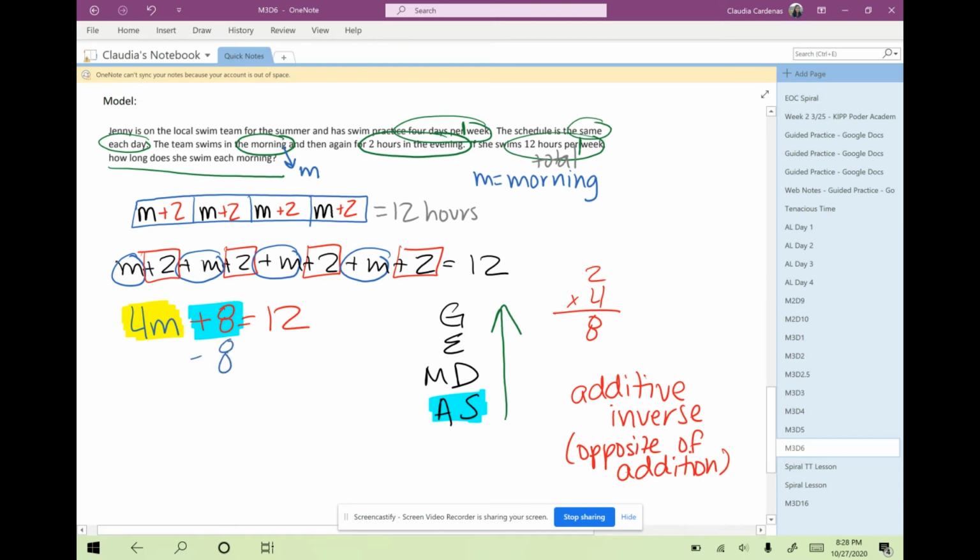Well, what we do on one side of the equal sign, we have to do on the other side, right? We want to maintain a balanced or a true equation. So I'm going to draw a line through the equal sign to show that what we do on the left side has to be the same on the right.